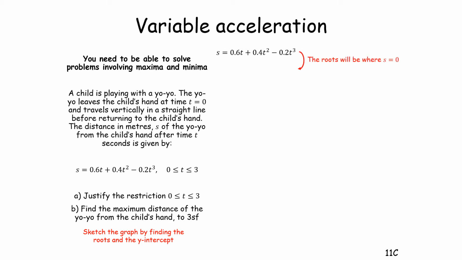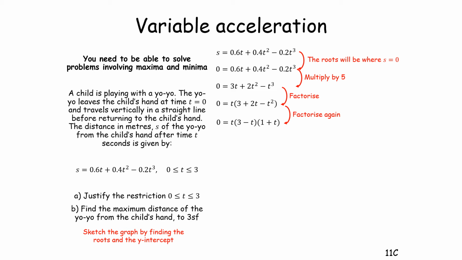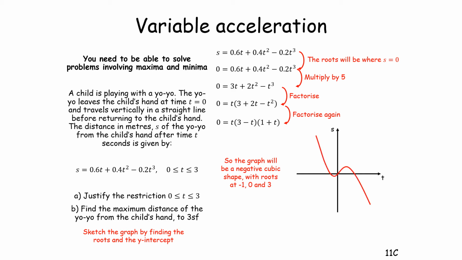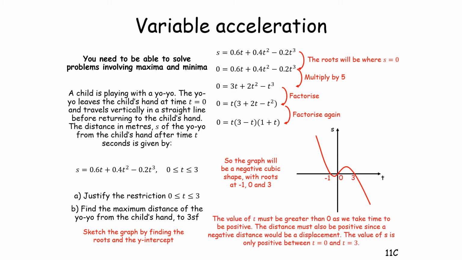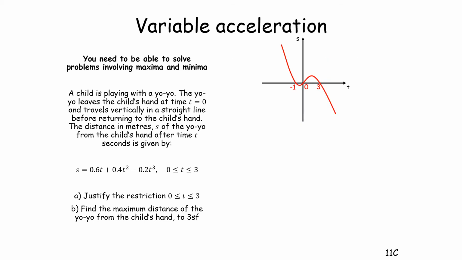So first of all, the roots will be when s is equal to 0. So if we multiply by 5 and then factorize, there's t everywhere, and then we could factorize the quadratic. So in the graph we're looking at the roots at 0, minus 1 and 3. So the graph should look something like this. And we know it's a negative cubic. Okay, so now we have the graph.